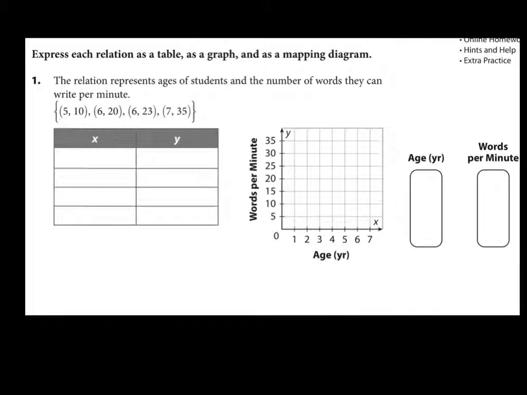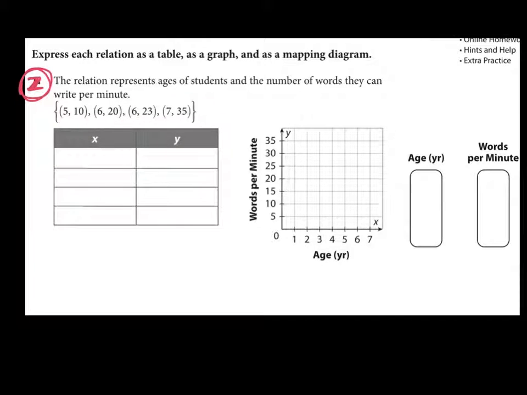All right, and this is our only other example today. We just need to make sure that you remember all the different formats. One of these may be new, so we'll call this example 2. And this says I have a relation. So remember, a relation is a set of ordered pairs. So this is what a relation looks like. It represents the age of students and the words per minute that they can write.